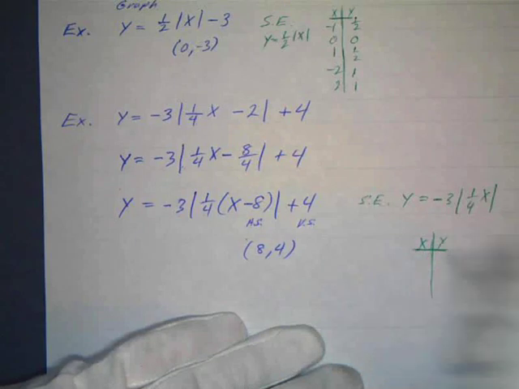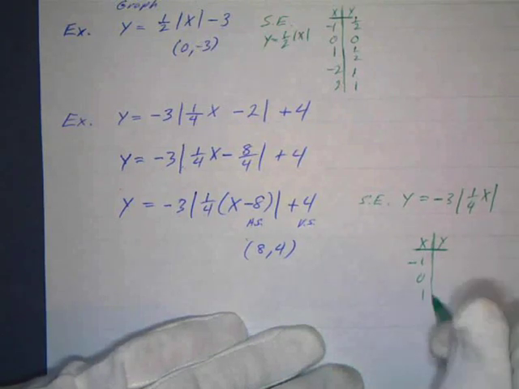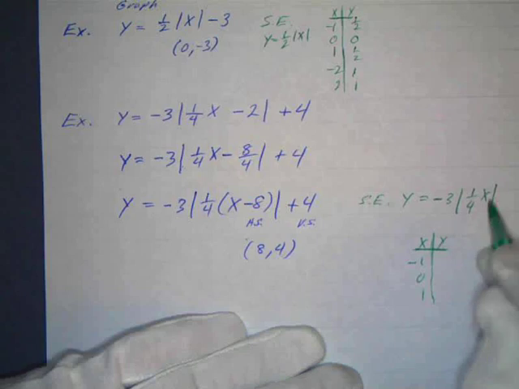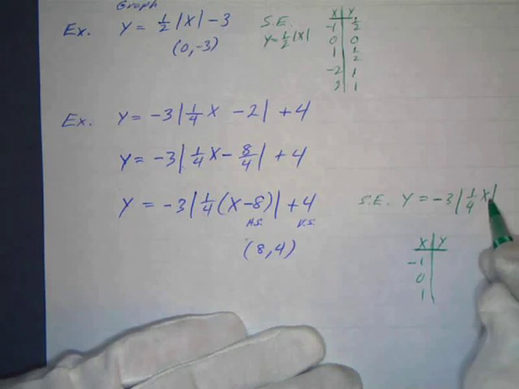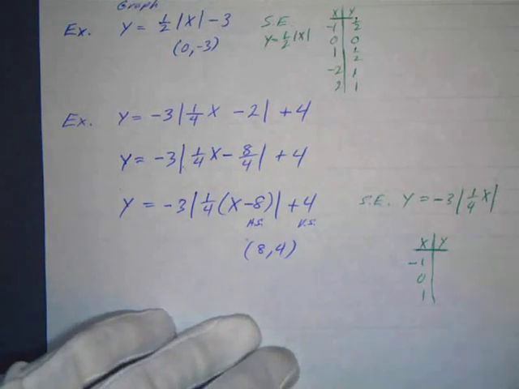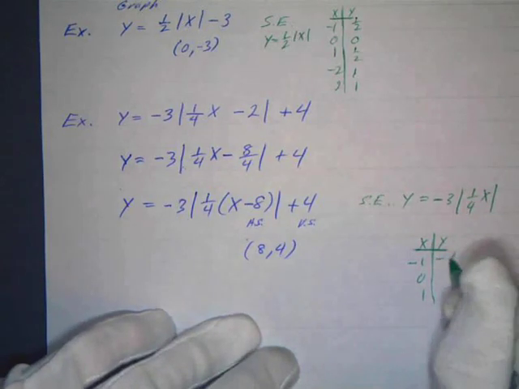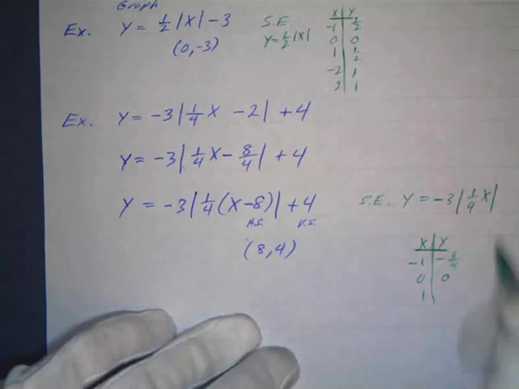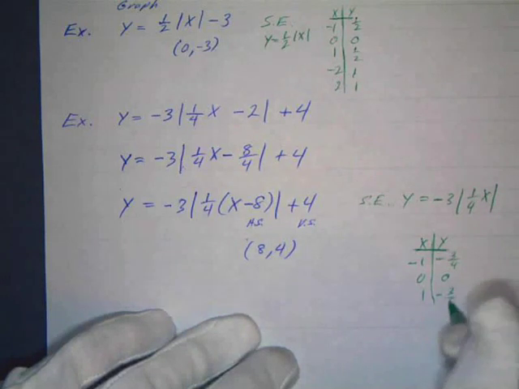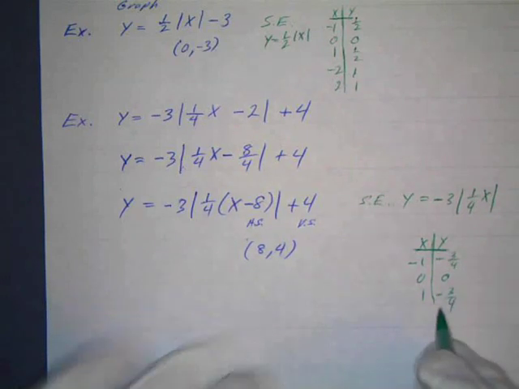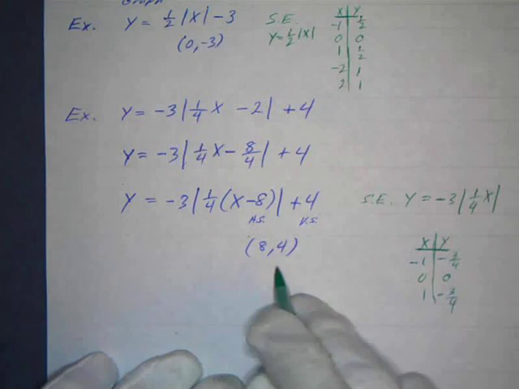So here's your x, here's your y, and we just use minus 1, 0, 1. You can use those numbers. Now if I put negative 1 in here, 1/4 of negative 1 is negative 1/4. The absolute value of negative 1/4 is 1/4, times negative 3 is negative 3/4. I put 0 in, and then if I put 1 in, I'm going to get the same thing, negative 3/4. So those are my moves, or my shape, from this 0, 0.